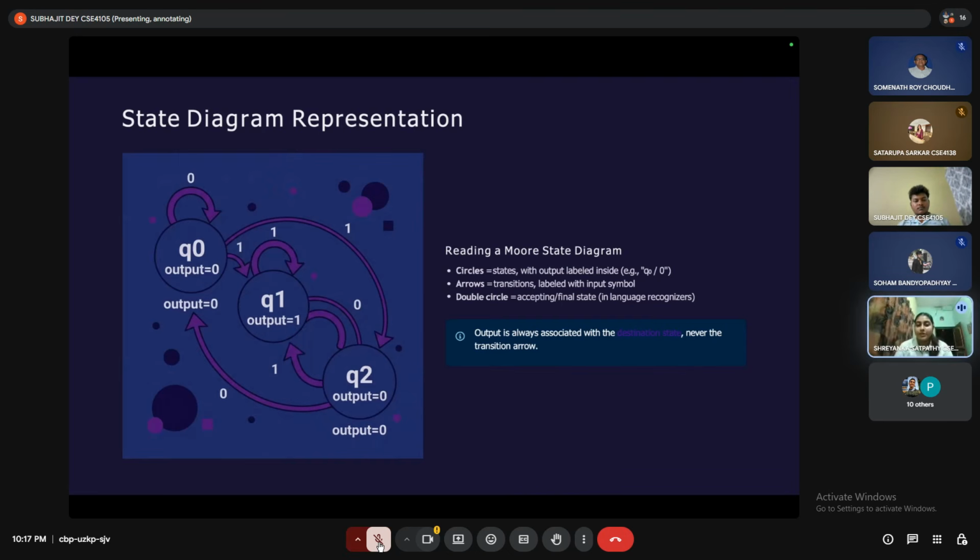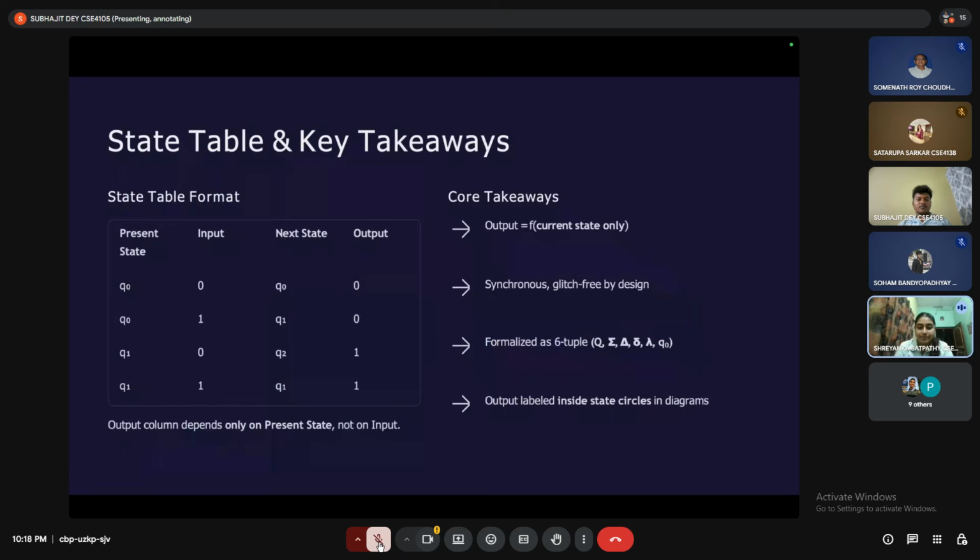This slide introduces the visual language used to map out a Moore machine. Each circle represents a discrete state the machine can occupy. In a Moore machine, the output is labeled inside the circle, signifying that the output is tied strictly to the state itself. The arrows indicate the path between states triggered by specific input symbols labeled on the arrow. The double circles are used in language recognizers to identify accepting or final states. Unlike other models, the output is never placed on the transition arrow. It is always associated with the destination state. Next slide, please.